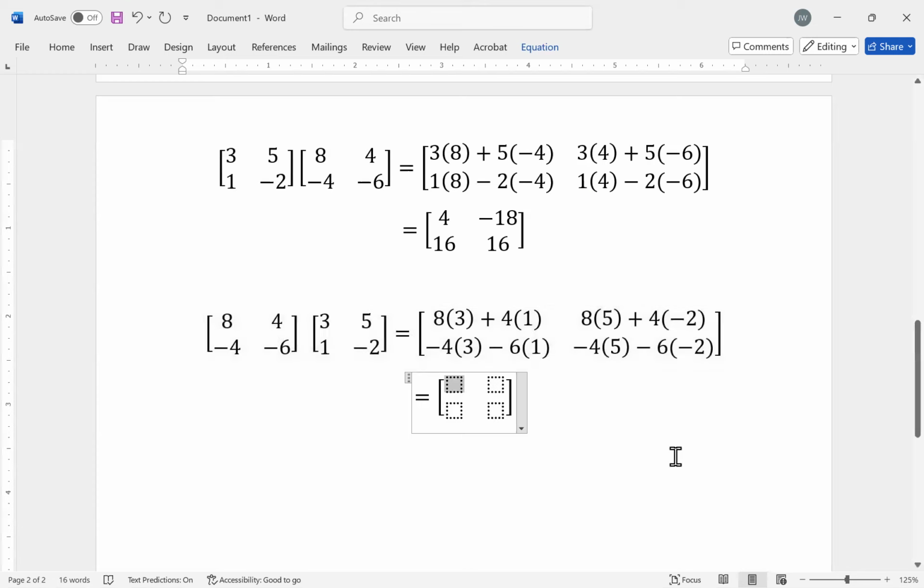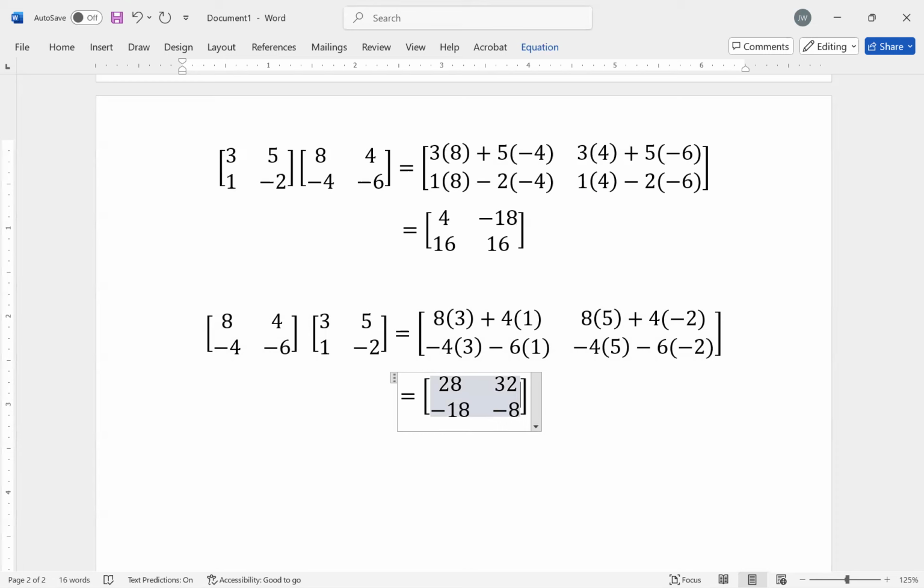When I add everything up, 8 times 3 plus 4 times 1 gives me 24 plus 4, which is 28. 8 times 5 plus 4 times negative 2 is a 32. That's 40 minus 8. I get negative 12 minus 6, which is negative 18. And then negative 20 plus 12 becomes a negative 8.